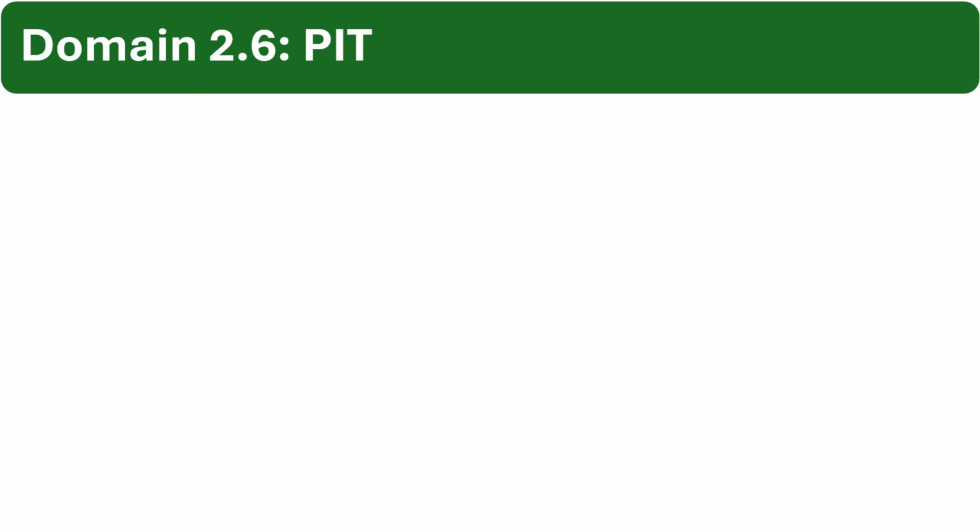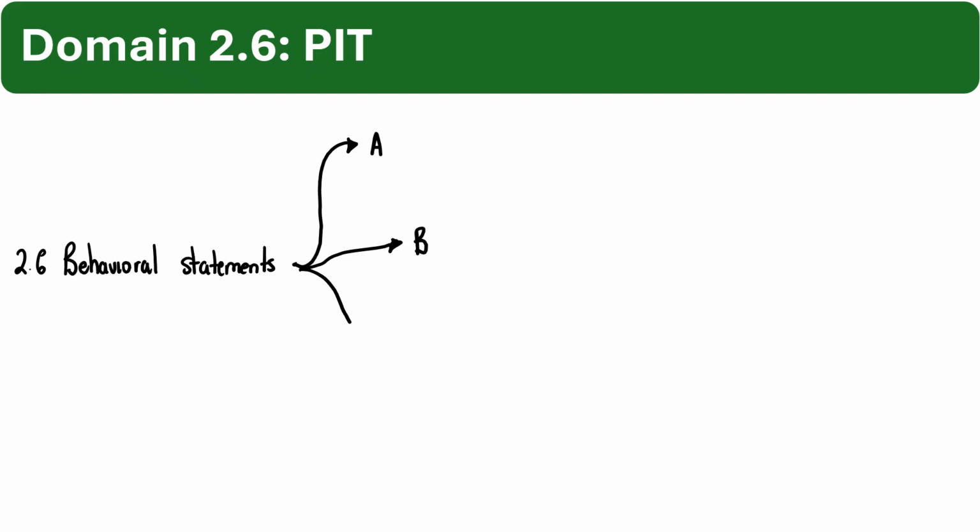Here is a summary of the behavioral statements in Domain 2.6 on Pharmacist-Initiated Therapy. This domain has four behavioral statements: A, B, C, and D. Since it has four behavioral statements, you're supposed to provide evidence for at least three.